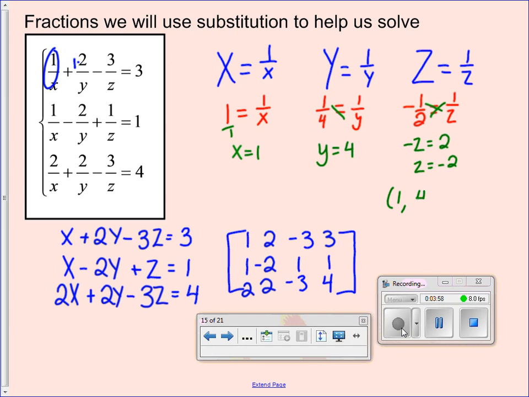1, 4, negative 2. The biggest piece of this is that when you use your calculator and solve for your capital letters, that's not the solution. That's just what the substitution piece is. You still have to solve on your own.